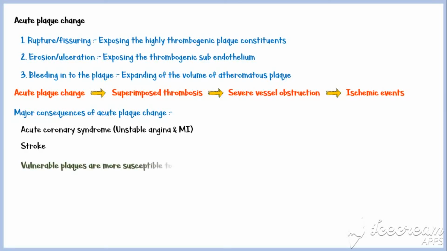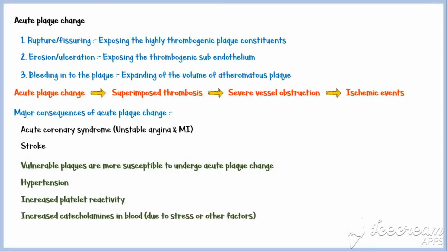Vulnerable plaques are more susceptible to undergo acute plaque change because they have a thin fibrous cap and increased inflammation in the core. In addition, extrinsic factors like hypertension, increased platelet reactivity, increased catecholamines in blood due to stress or other factors, and vessel spasm can trigger acute plaque changes.